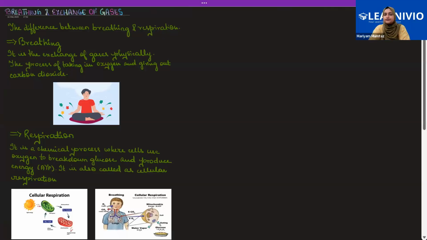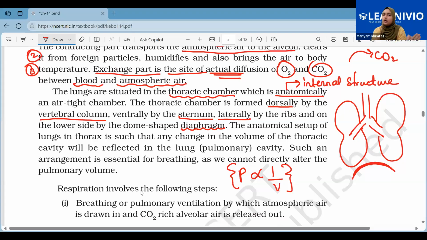All right, coming back to here, the whole entire process of breathing. I'll say everything two times so that you people can understand the importance of the thing. It's very, very important that the pressure and the volume, their connectivity together, is the whole entire thing that runs the breathing process. Now, the anatomical setup of lungs in the thorax is such that any change in the volume of the thoracic cavity will reflect in the lung cavity, meaning thorax means the chest area.